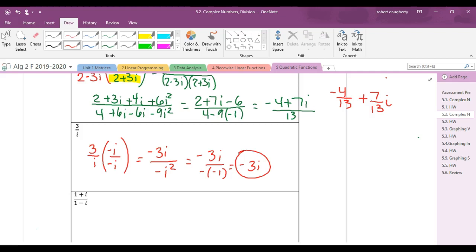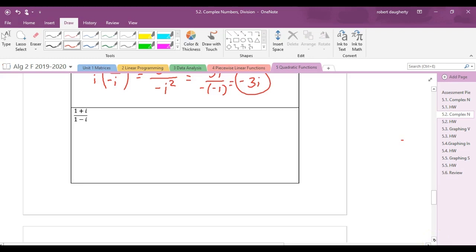This one to me is sort of interesting. 3 divided by i is negative 3i. All that really happens is you change the sign and move the i up to the top. Okay, let's look at the next guy.